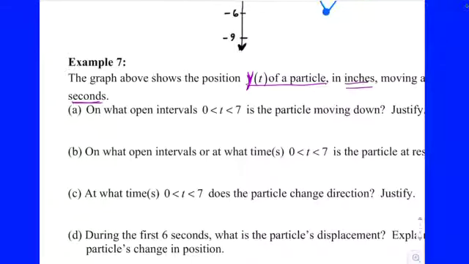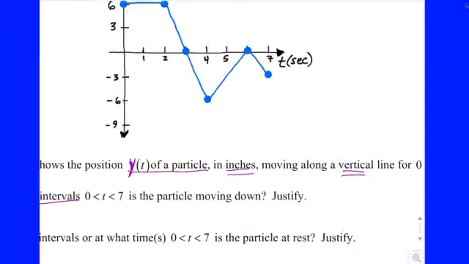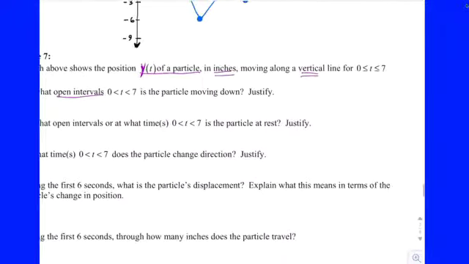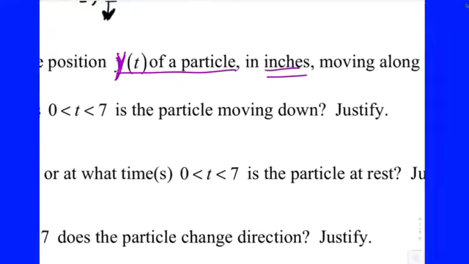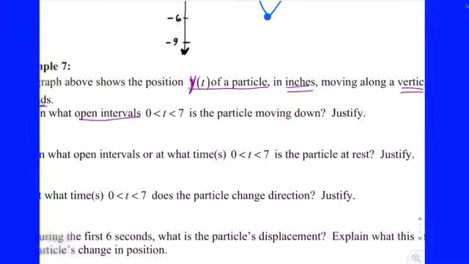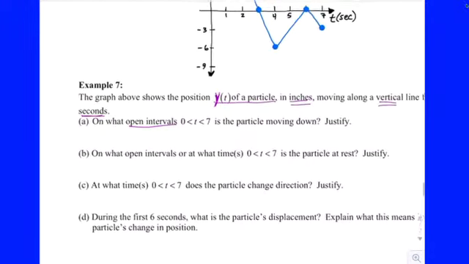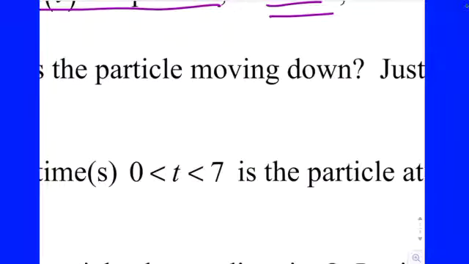On what open intervals, so no brackets, from 0 to 7, so not including the endpoints, is the particle moving down? Justify. Particle moving down. So what are we looking for? Negative velocity, good. So give yourself something to work with. We want to know where the velocity is less than 0.